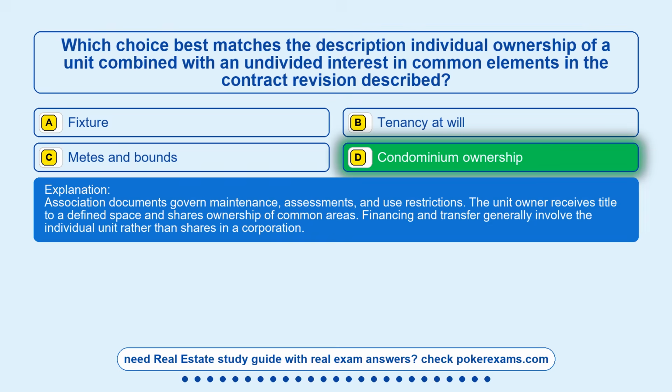Association documents govern maintenance, assessments, and use restrictions. The unit owner receives title to a defined space and shares ownership of common areas. Financing and transfer generally involve the individual unit rather than shares in a corporation.